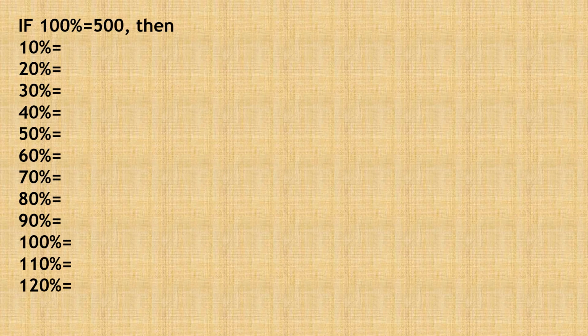A small exercise. If 100% is 500, then 10% is, just cancel the 0, 10% is 50. If we need 1%, then cancel the 2 zeros. That means 1% is 5, 10% is 50. It is nothing but multiplication. 10% is 50. We can get 20%: 10 into 2, 20. 50 into 2, 100.